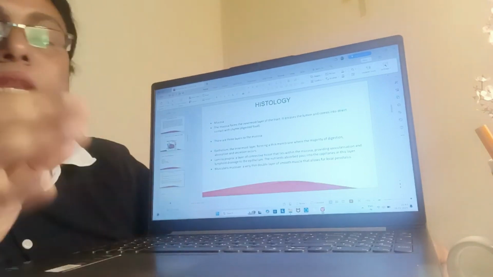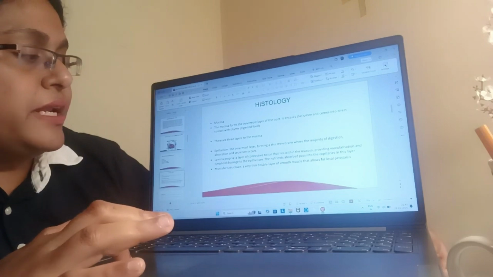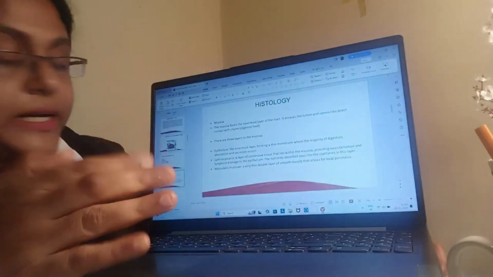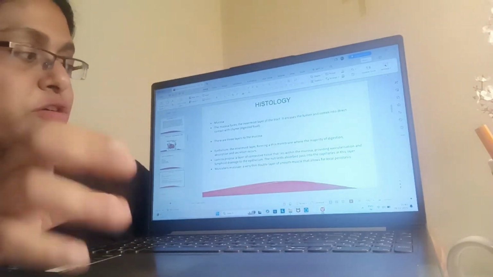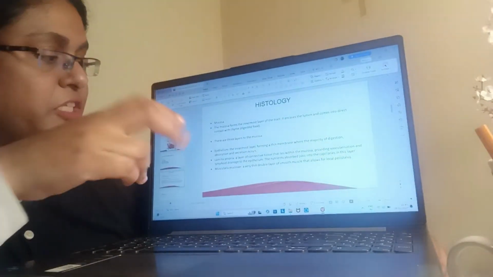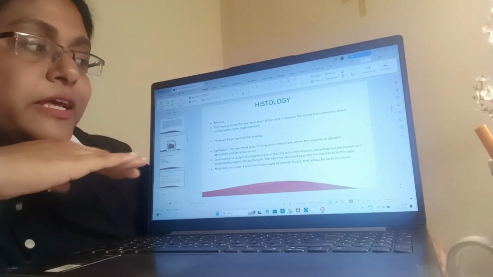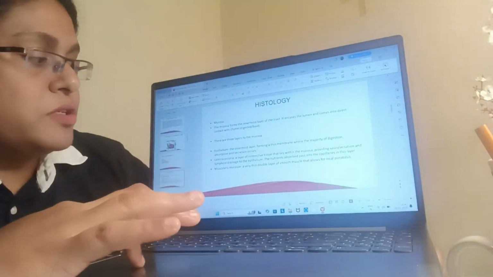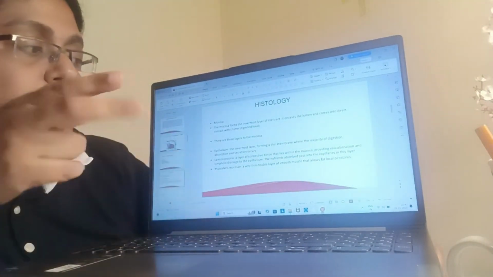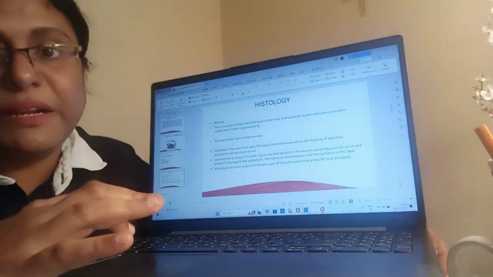Mucosa is the innermost layer of the gastrointestinal tract. The next layers underlie the mucosa, that is the epithelium, which is also the innermost layer. The majority of digestion, absorption, and secretion takes place in this epithelium. The next one is the lamina propria, a layer of connective tissue which lies within the mucosa, and also the muscularis mucosa, a thin double layer of smooth muscle that allows local peristaltic movements.